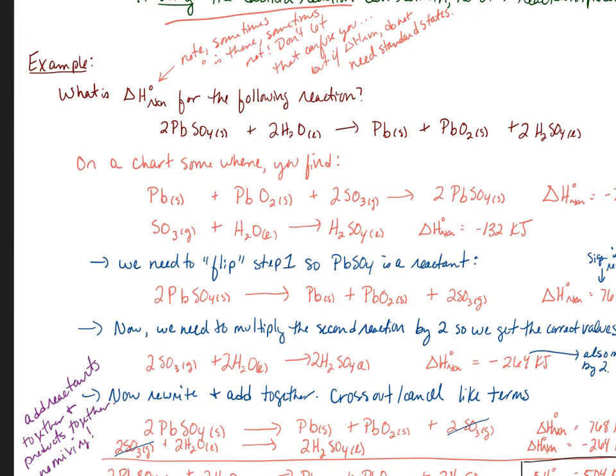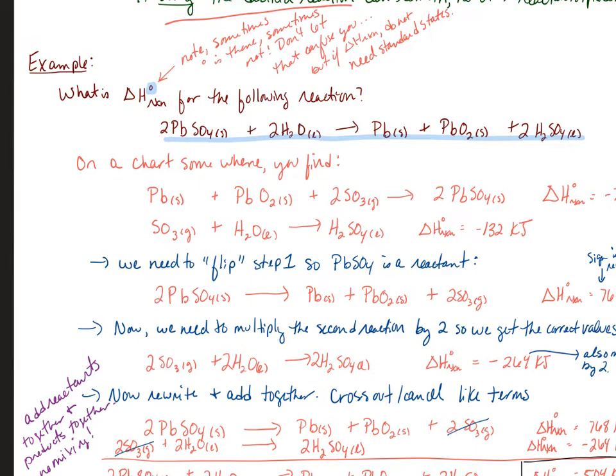So here's an example. What is delta H naught for the following reaction? And it gives you a reaction: 2PbSO4 plus 2H2O yields Pb plus PbO2 and 2H2SO4. Whoa, that looks like a big reaction. I want to just point this out before we go further. Sometimes these things say delta H naught, and in some other types of quizzes, exams, standardized tests, they don't put the little naught there. Don't let that confuse you, because those two things just basically say this is under a standard state. Some of them may not actually say that.